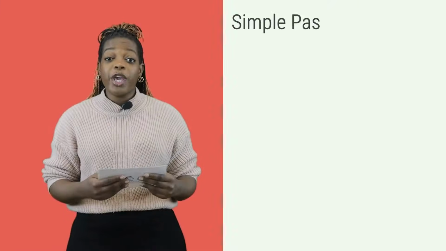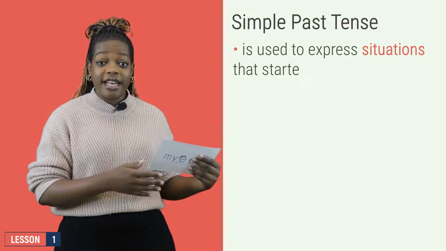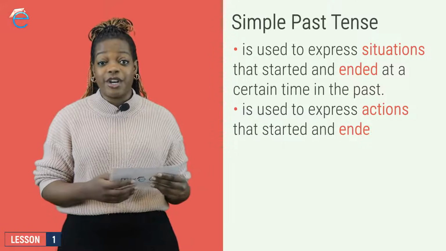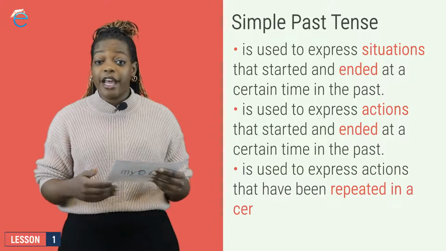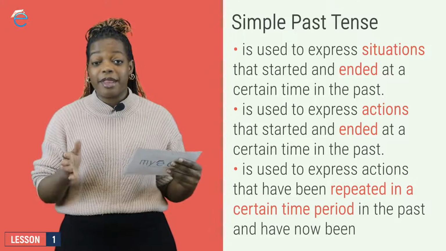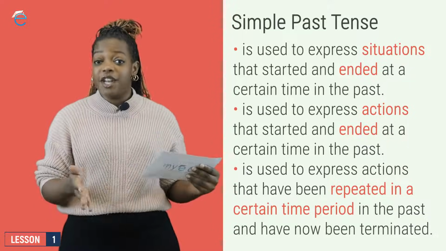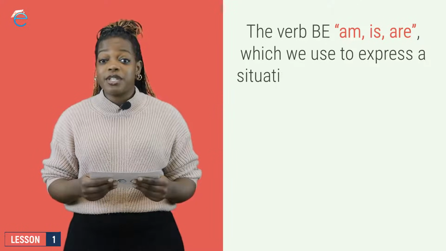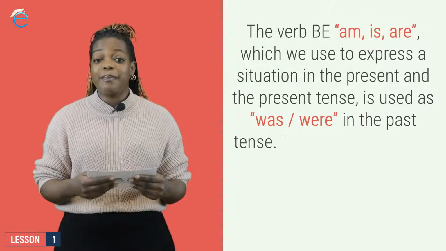So, let's begin. In English, we use the simple past tense to describe actions that started and finished at a certain time in the past, situations that started and finished at a certain time in the past, as well as actions that were repeated for a period of time in the past but have now been terminated, meaning they are now finished. The be verb am, is, are that we use in the present tense becomes was, were in the past tense.